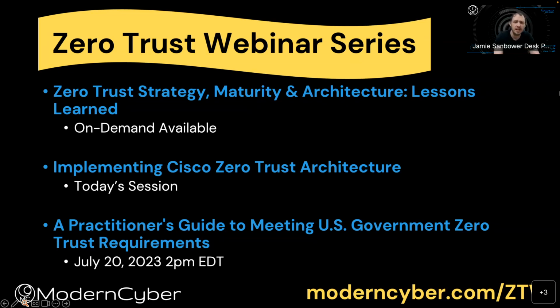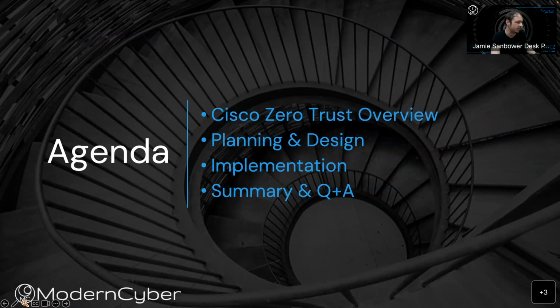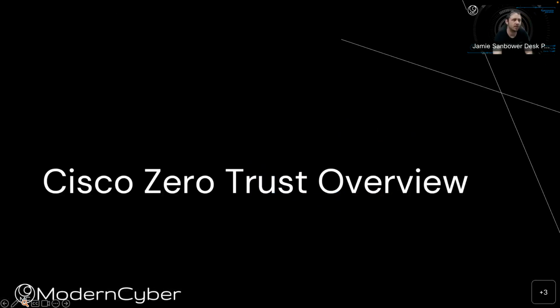From an agenda standpoint, today we're going to start with a quick overview of Cisco Zero Trust, and then we'll jump into planning and design and implementation, and hopefully have time for a little bit of Q&A towards the end. One of the big things I always like to tell people is that the hardest part of this is planning it out so it's going to meet the requirements that your organization has. And one of the key things to do that is understand and plan the architecture correctly.